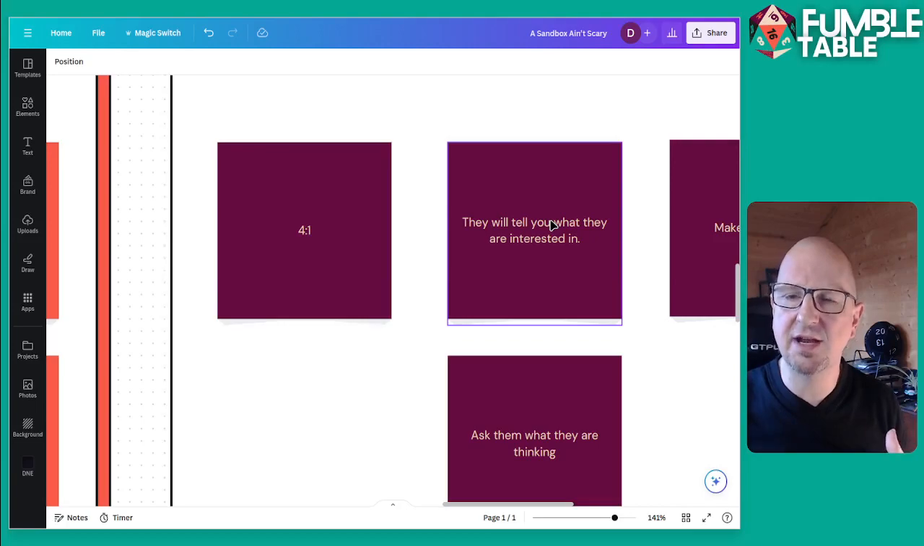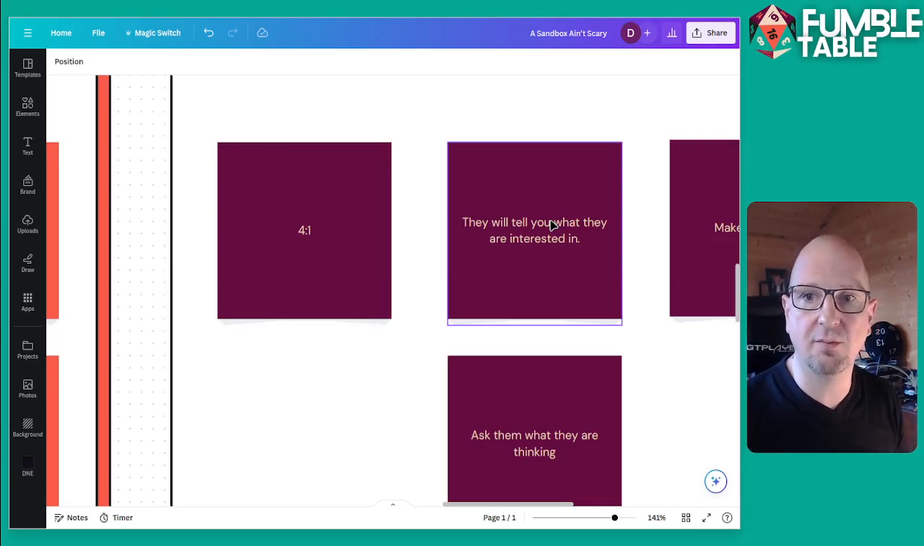So the players are going to be telling you what they like, or showing you what they like through their play, or through their reactions to stuff. Make notes, okay? Make notes, and if they don't do that, ask them what they're thinking.